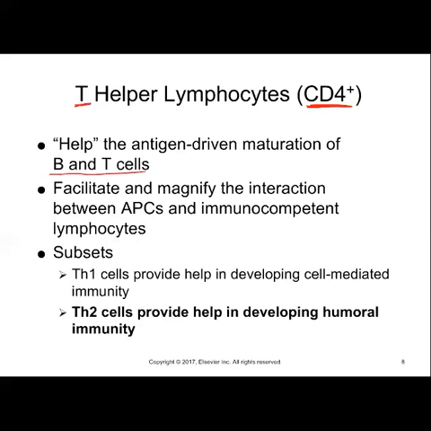So Th1 CD4 positive cells provide help in developing cell-mediated immunity. And what we're going to talk about later on is Th2 CD4 positive cells, which help to develop humoral immunity through B cells and plasma cells.